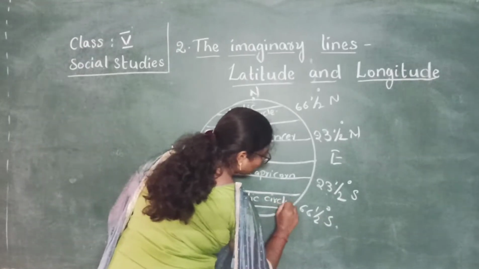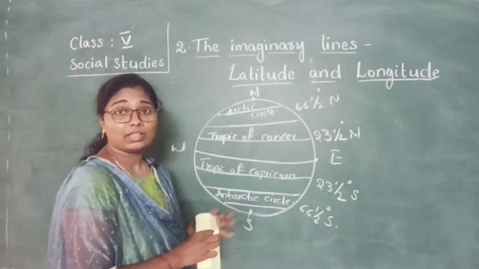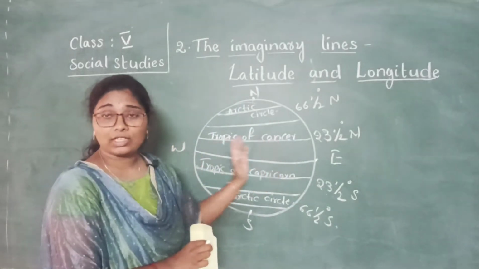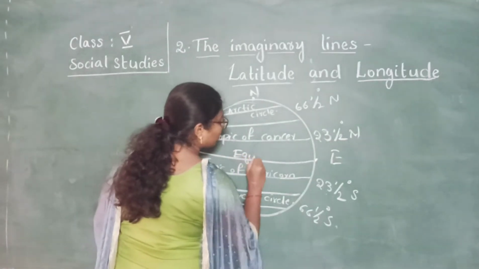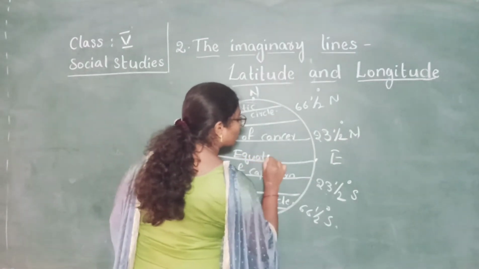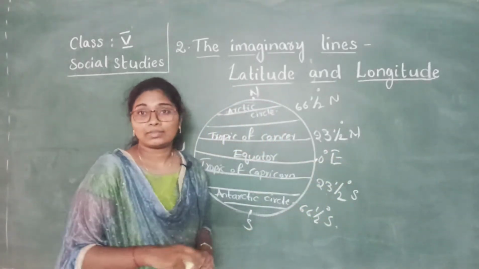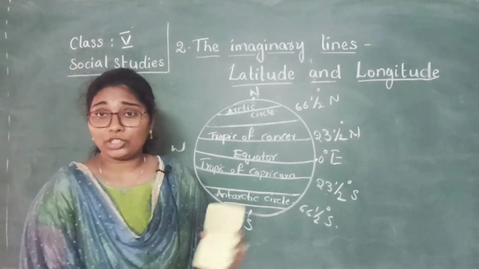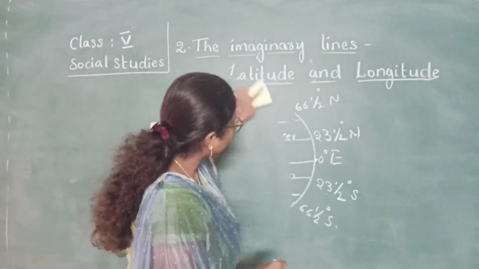right? And the latitude that runs in the middle of the earth is equator. This equator is also known as Great Circle, right? So this is about latitudes, and let's recall about longitudes also.